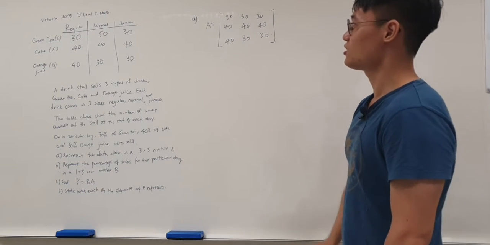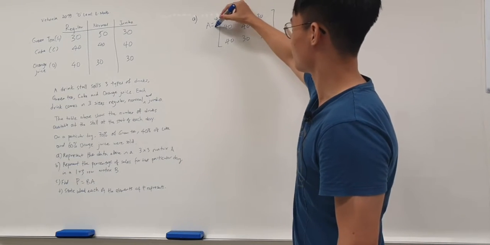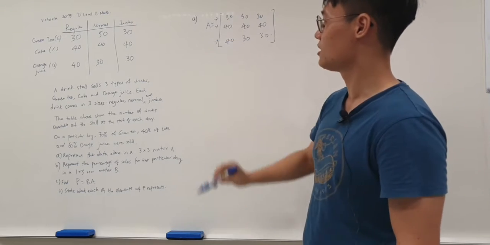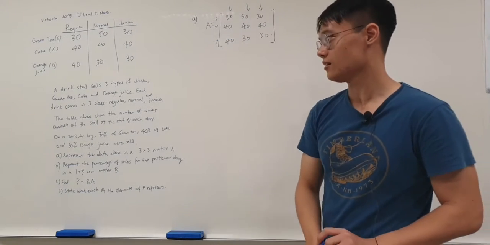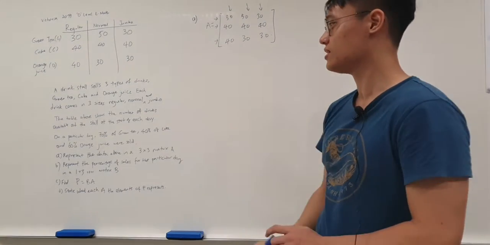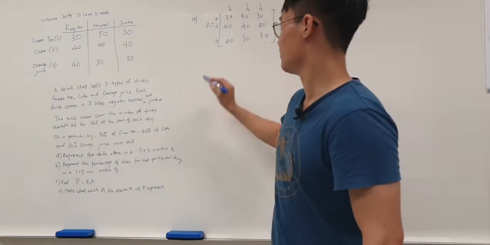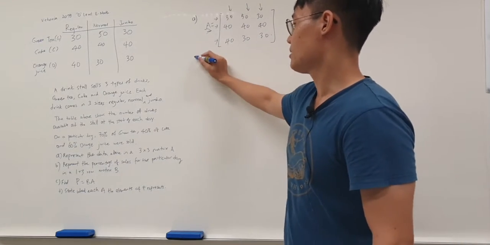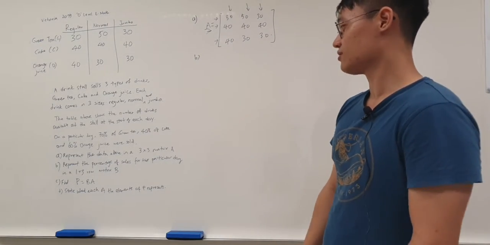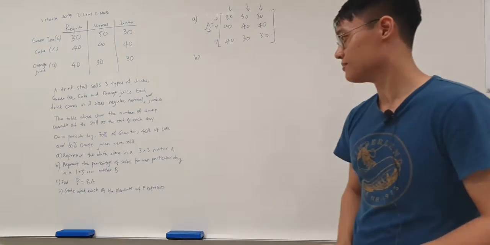Okay? So of course this is all your green tea, this is all your Coke, and this is your orange juice. And this is regular, normal, and jumbo size, available at the start of each day. Okay? So it's available at the start of each day.